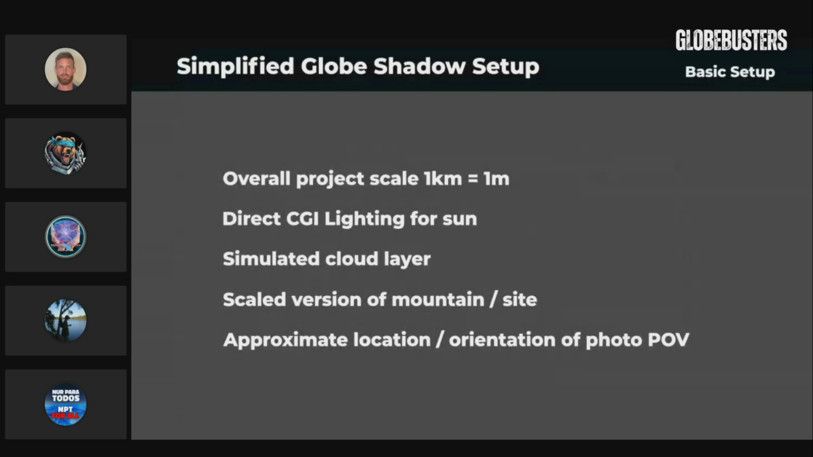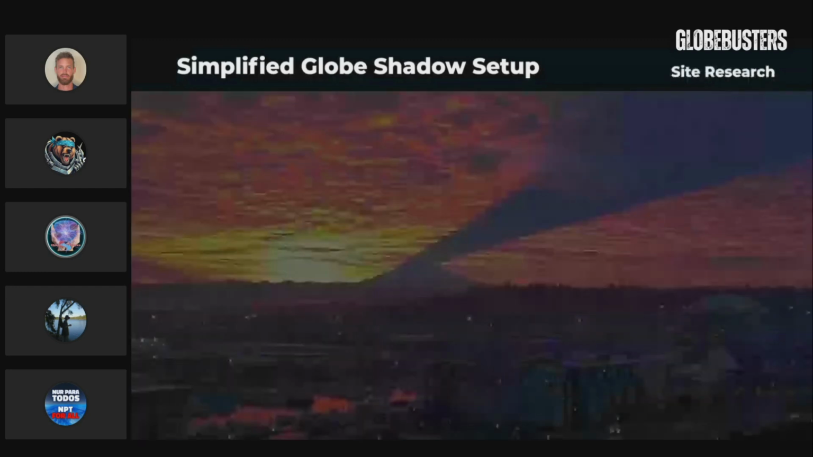So the essentials to do this, in my mind, were as follows: a scaled Earth globe, a suitable light source such as direct CGI, a cloud layer, a scaled version of the mountain, and really the approximate location and orientation of this photo, the point of view from which this whole thing took place. So the next question was, where was this photo actually shot from?